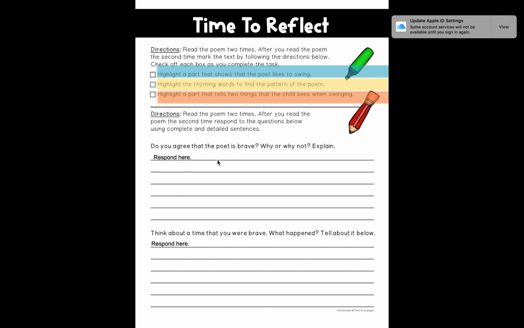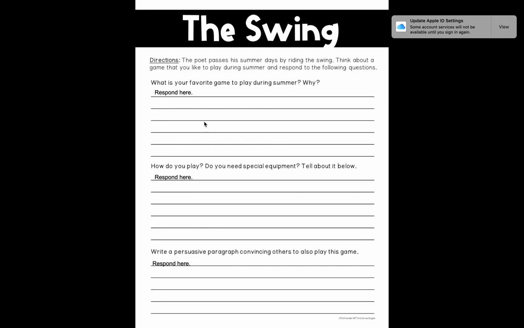Do you agree that the poet is brave? Why or why not? And explain. Remember, you need to restate the question, answer the question, and use evidence from the text. So you need to find something specifically from the text that tells you whether the author is brave or not. Think about a time you were brave. What happened? Tell about it below.